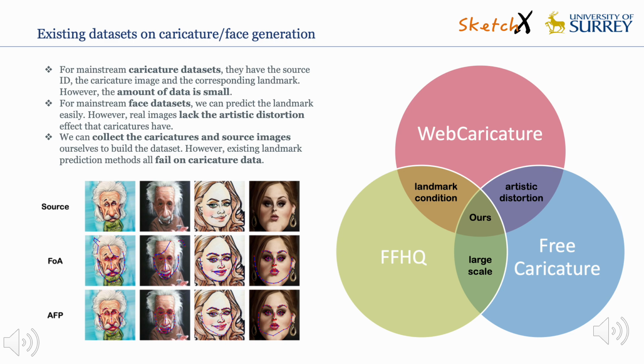In addition, we can collect the caricatures and source images ourselves to build the dataset. However, existing landmark prediction methods all fail on caricature data. Here we show some results of landmark prediction methods applied to caricature data. As can be seen, these methods have difficulty coping with the exaggerated distortion effects of caricatures.